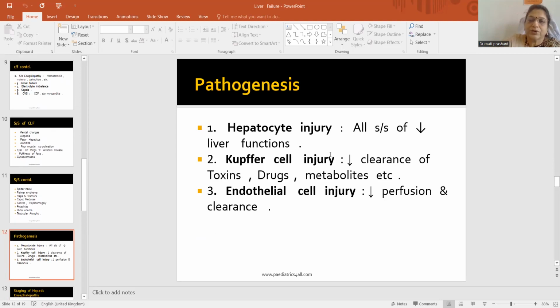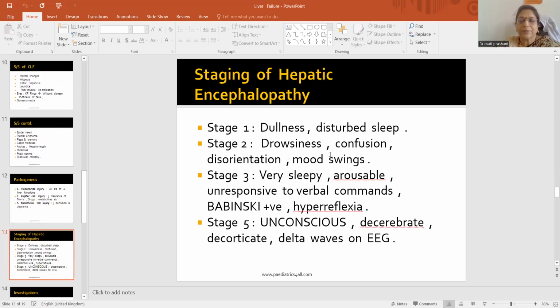Pathogenesis of chronic liver failure: hepatocyte injury, Kupffer cell injury, or endothelial injury. If there is a hepatocyte injury, then all the signs and symptoms of decreased liver functions, which I have already discussed first. Kupffer cell injury, then there will be decreased clearance of the toxins, drugs, metabolites, etc. Endothelial cell injury, there will be decreased perfusion clearance and coagulopathy.